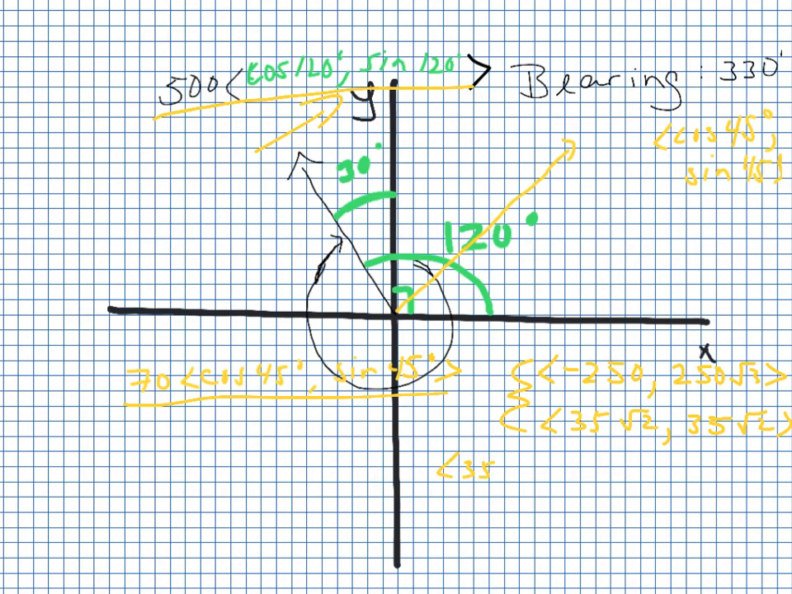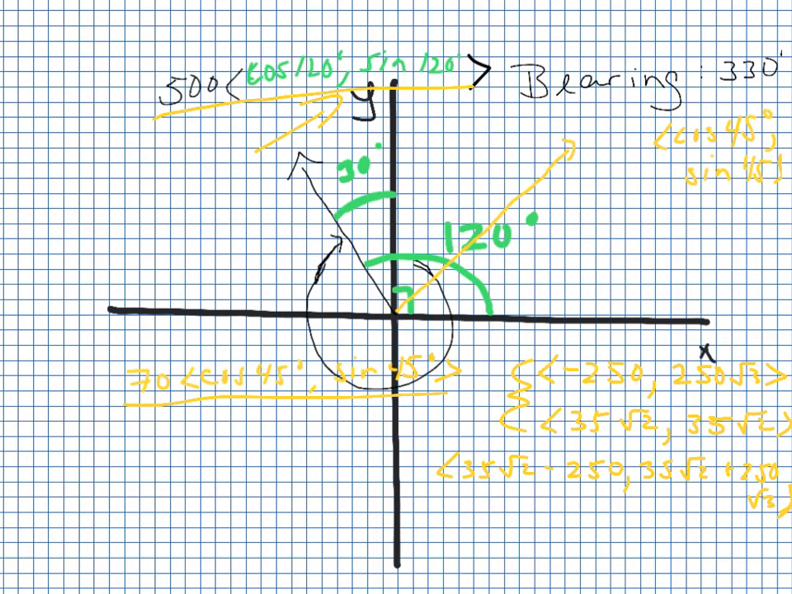And I get, and this is going to be a mouthful, 35 root 2 minus 250, that's my x, and 35 root 2 plus 250 root 3. And I ran out of room there. That's 250 times the square root of 3. And that is your new vector. That is what the direction and the speed of the airplane is. Well, we say speed. Let's find a number for that speed.